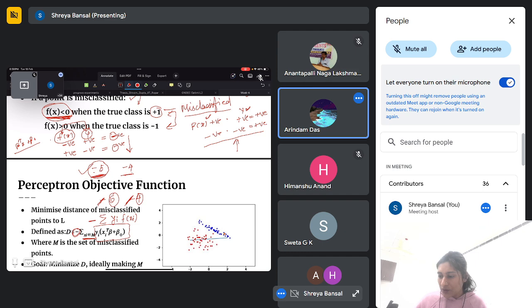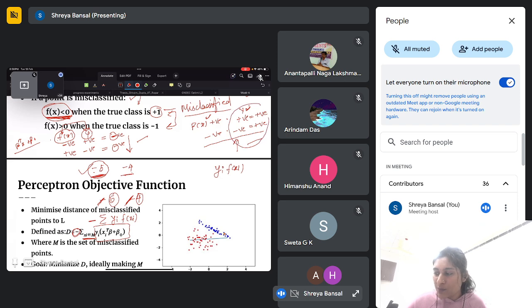Okay, so now you get this objective function which you want to minimize, yi f(xi), which I told you from this one and this one. Either you want to maximize these positive points or you want to minimize these negative points. Now I am saying the minimization is much easier to solve. That's why I am going towards minimization.